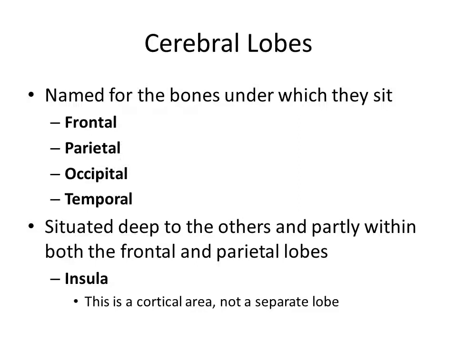Situated deep to the lobes, and partly in the frontal lobe and partly in the parietal lobe, we have an area of cortex known as the insula. While it's on this slide, which is labeled cerebral lobes, the insula is not a lobe. It is a cortical region, not a lobe.